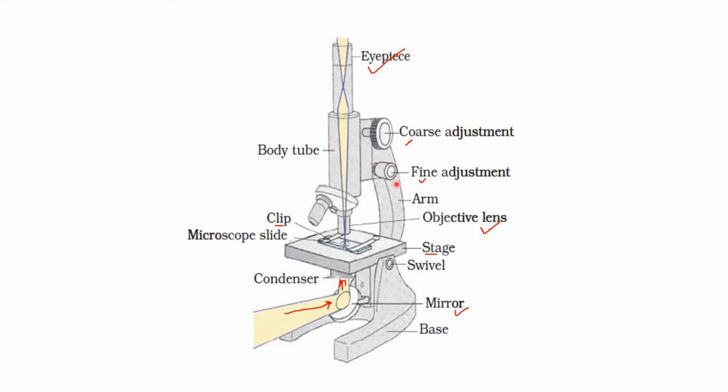This part is known as the arm of the microscope, and this part is known as the body tube of the microscope. So this is all about the parts of the microscope and how many lenses are used in it. Two lenses are used and one mirror is used.